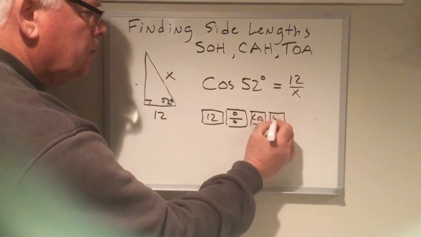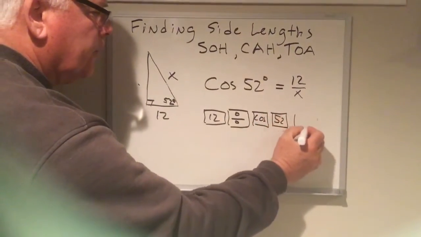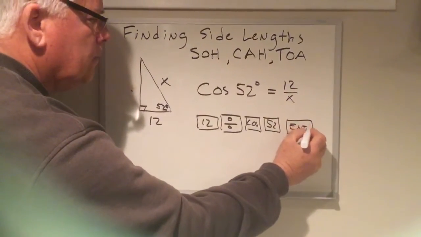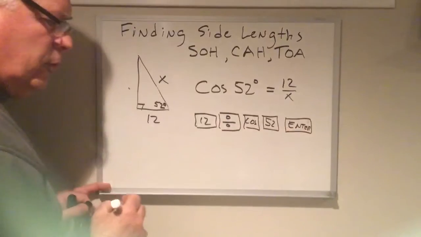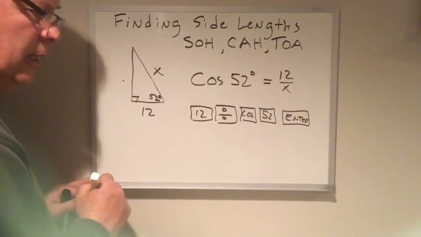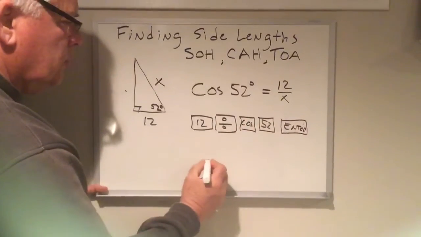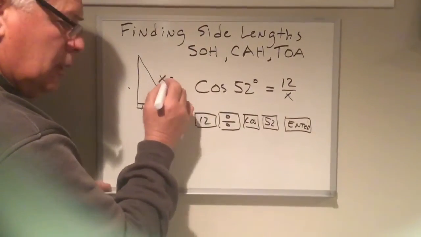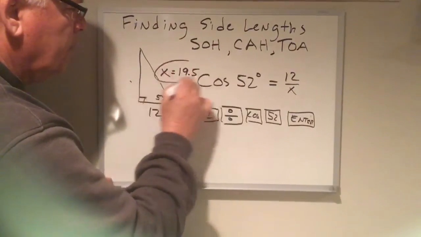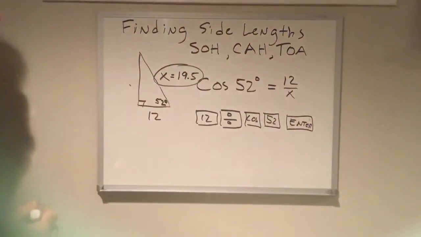12 divided by cos 52, enter. If you hit 12 divided by cos 52, enter, you're going to get an answer that, rounded, is 19.5. X is going to be 19.5.